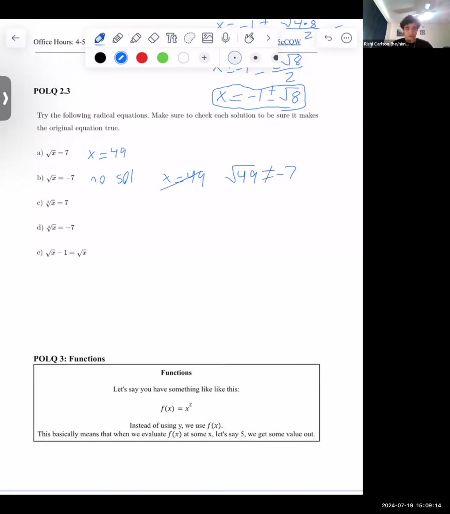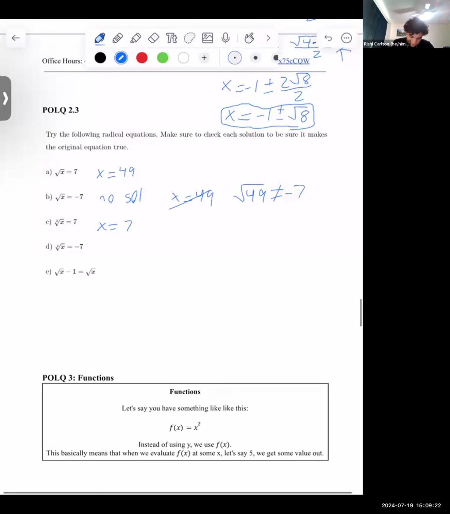For C, we have the cube root of x equals 7. So that means x equals 7 to the third power, which is equal to 49 times 7, which is equal to 343.